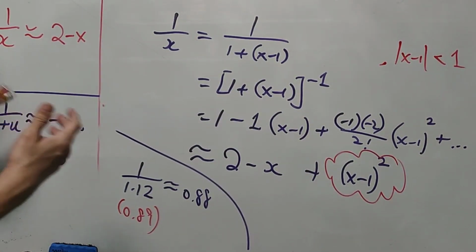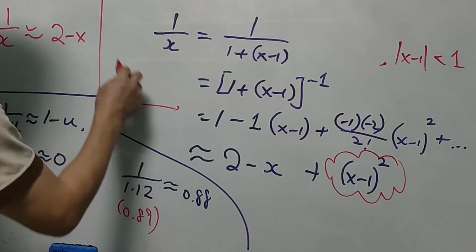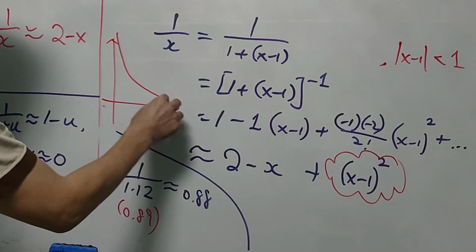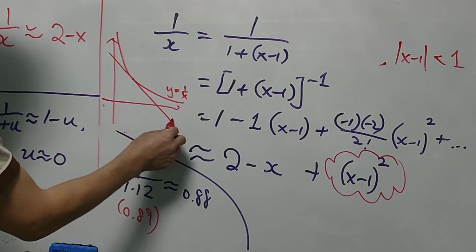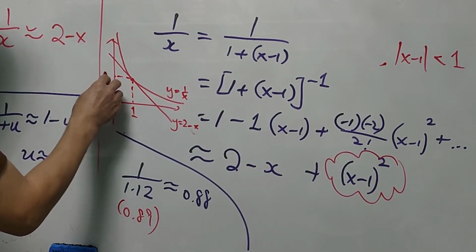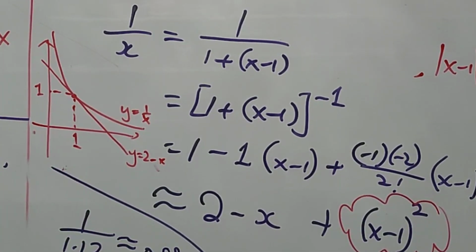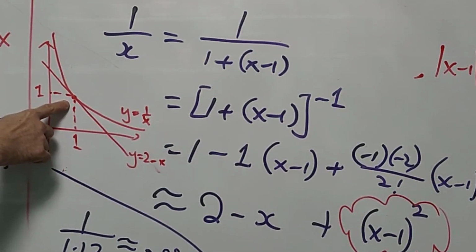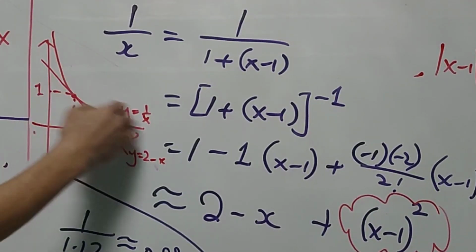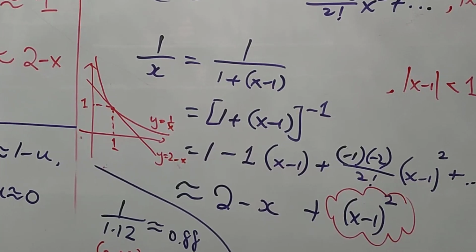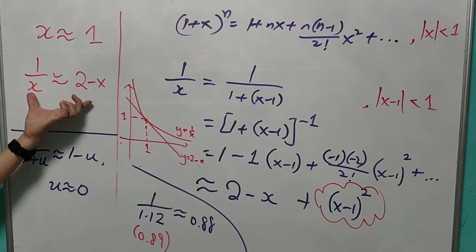We also can see this via the graph of y equals 1 over x. The graph of y equals 1 over x, where x is positive, and the graph of y equals 2 minus x. Y equals 2 minus x is actually the tangent to the curve y equals 1 over x at x equals 1. And the approximate value that we take from 2 minus x is always smaller than the actual value 1 over x. With this idea, actually we can get a more general term, but it is not as simple as this one.